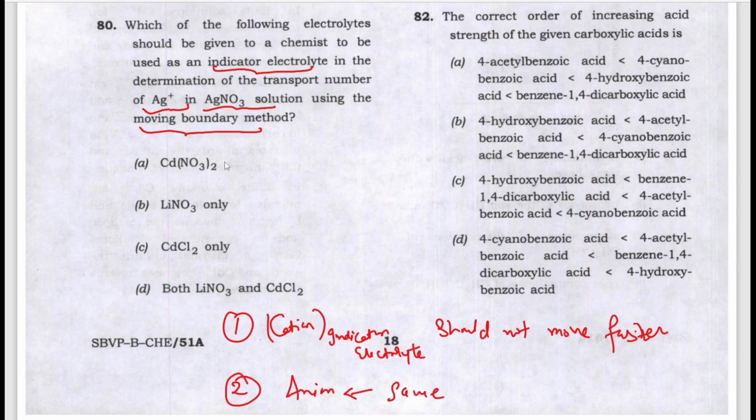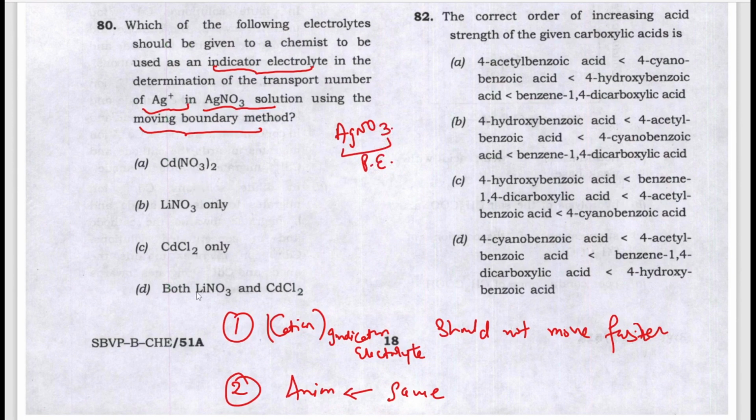Okay. So now we have to check 4 options. Our principal electrolyte is silver nitrate here. According to the second case, the anion of the principal electrolyte should be the same. So its anion is nitrate.